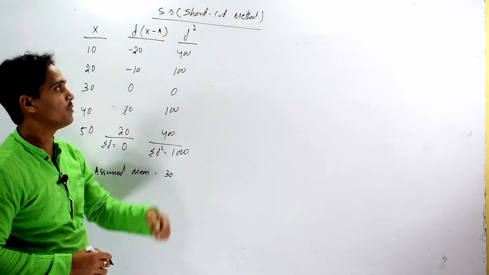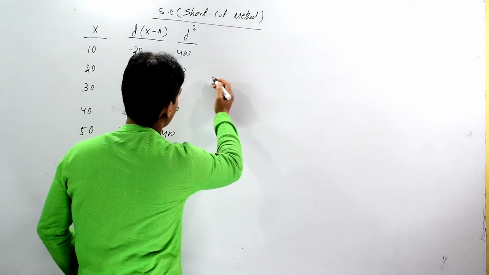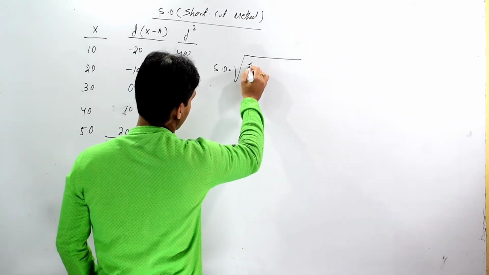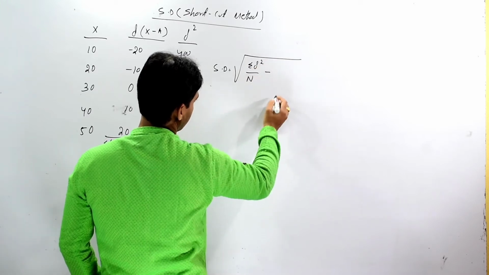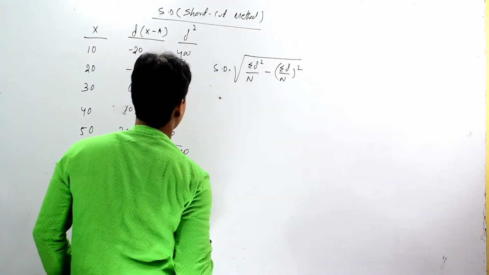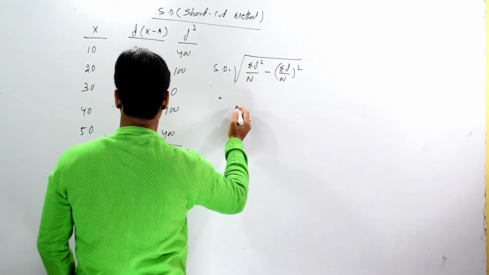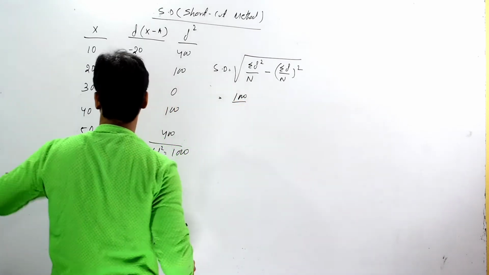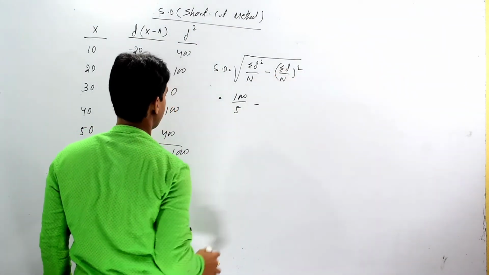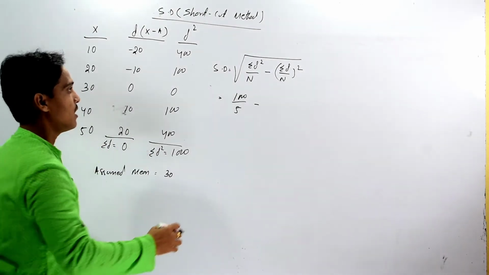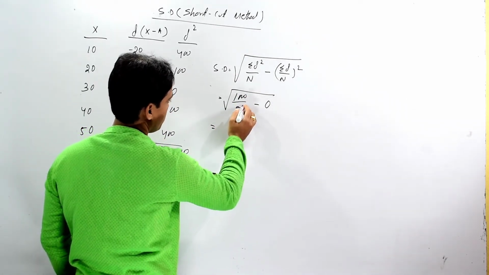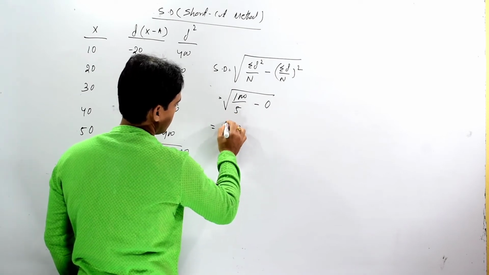Then we should compute standard deviation by using the formula under the shortcut method, that is standard deviation equals the whole root of summation d square by n minus the whole square of summation d by n. Now replacing the values, summation d square by n is 1000 by n. Here n is the number of items, that is 5, minus summation d, which is 0, so that value is 0, then the whole root over, that is 1000 by 5, that is 200, root over.